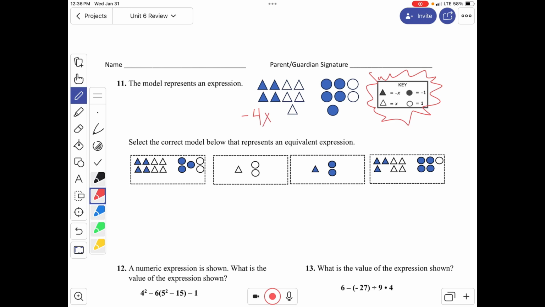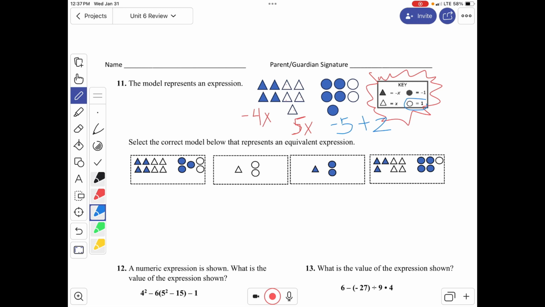And then a white triangle is just x. I have 1, 2, 3, 4, 5 of those. And then it says a dark circle is a negative 1. I have 1, 2, 3, 4, 5 negative 1s. And then I have 2 open white circles, that's just 2, so positive 2.